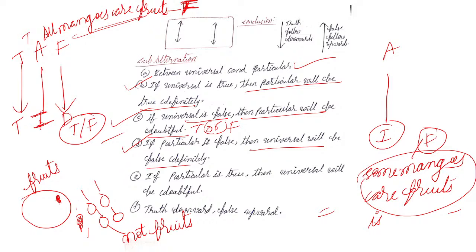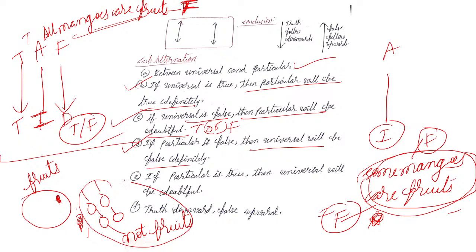Some mangoes are fruits is false means some mangoes are there which are not fruits. These are the mangoes which are not fruits. Then all mangoes are fruits is definitely false, right?